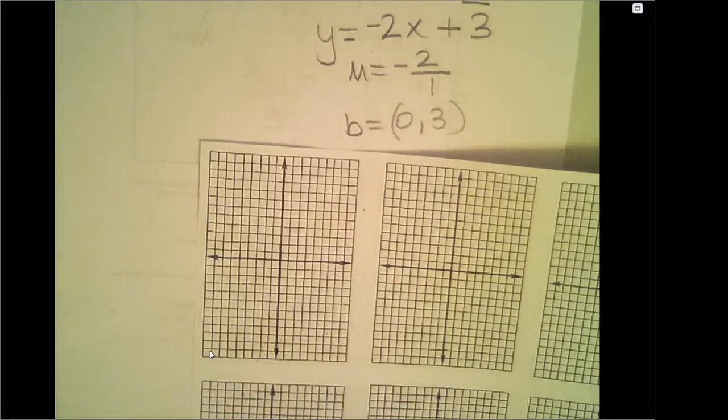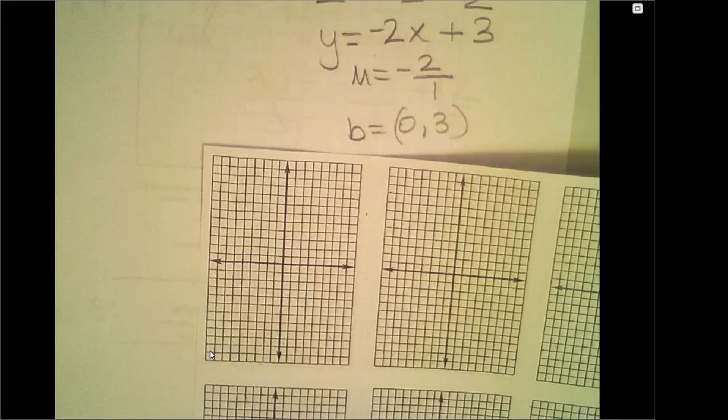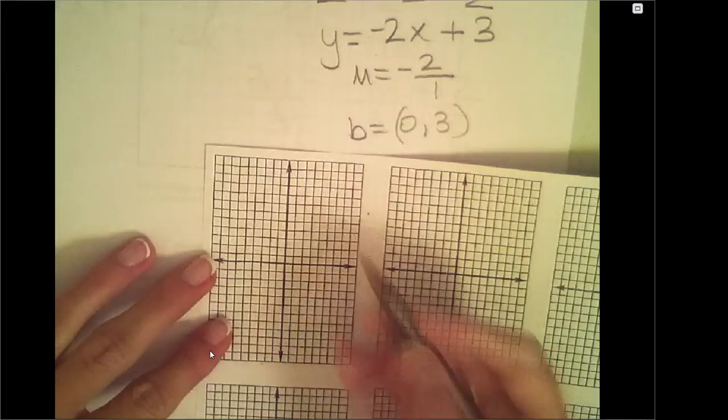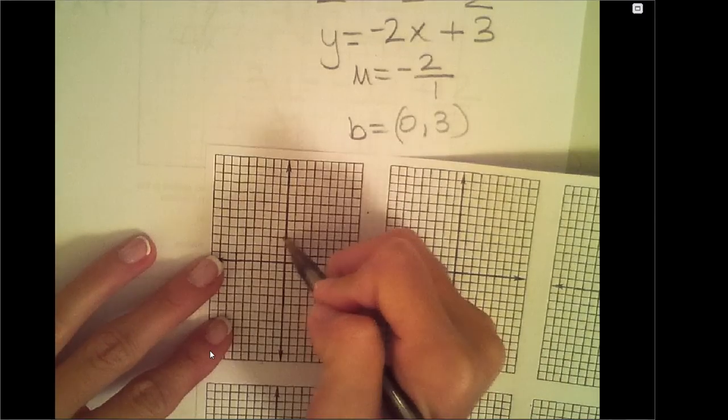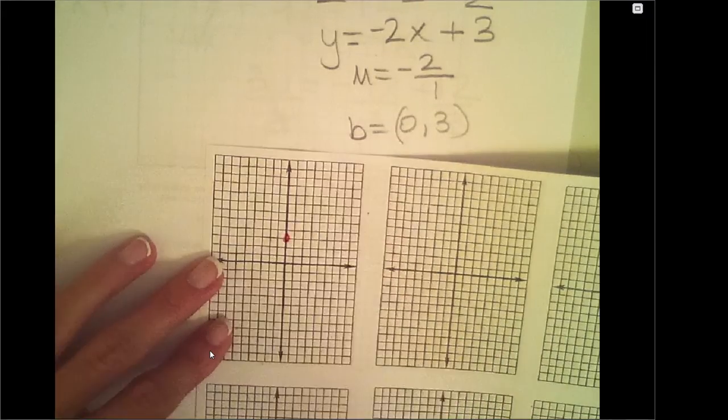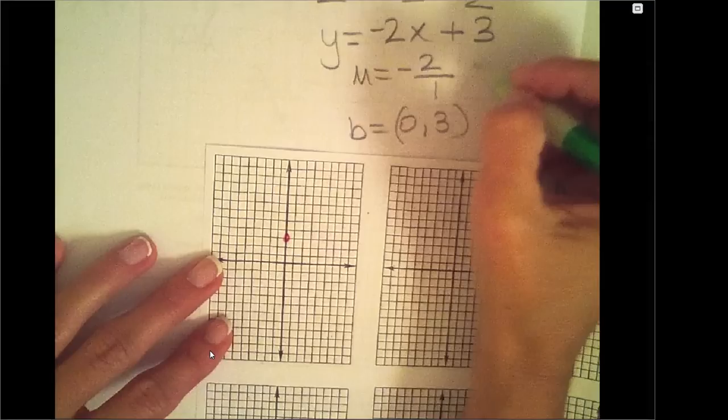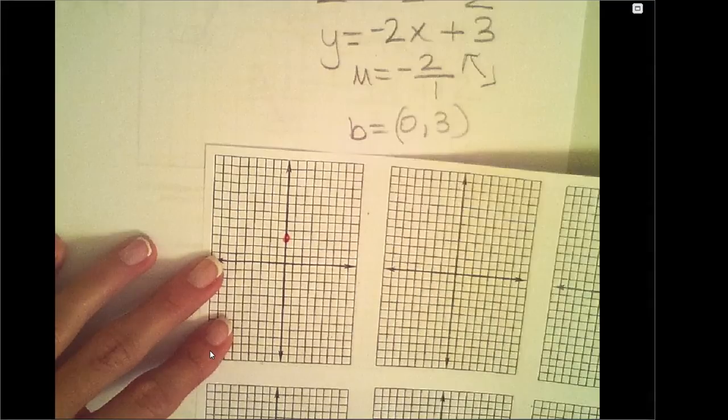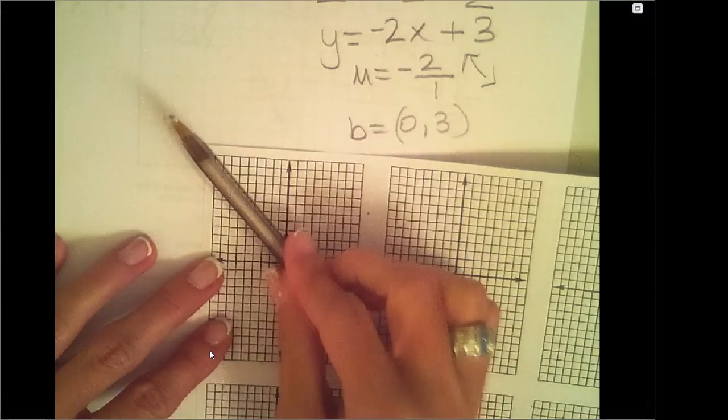So I plot b first. B comes first in the alphabet. So I plot (0, 3). And (0, 3) is right here. It's 3 on the y-axis. Now remember, this is a negative, and I didn't do it for the other problems, and I forgot. It's a negative sloping line, so my line should be going down.